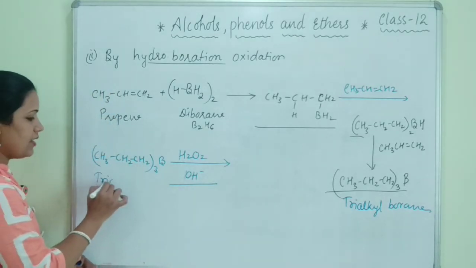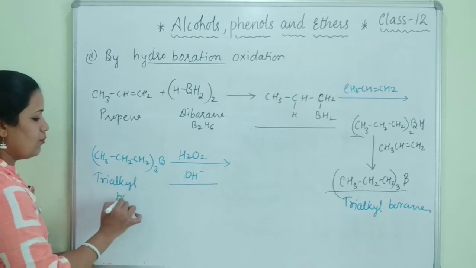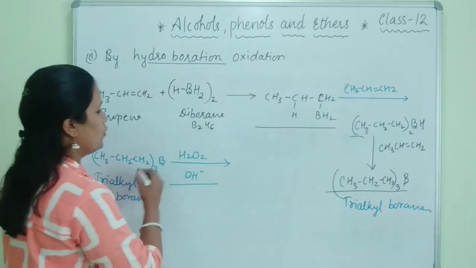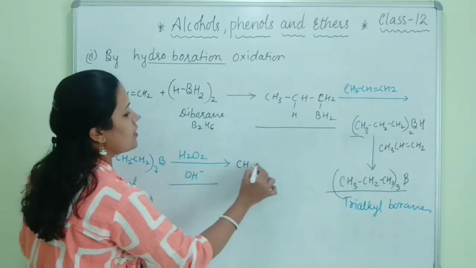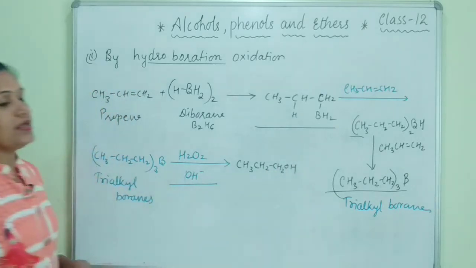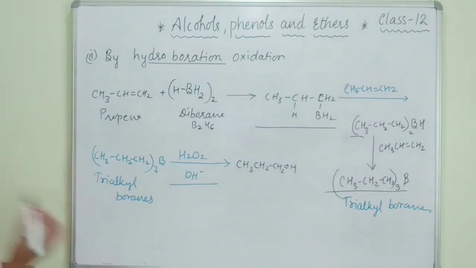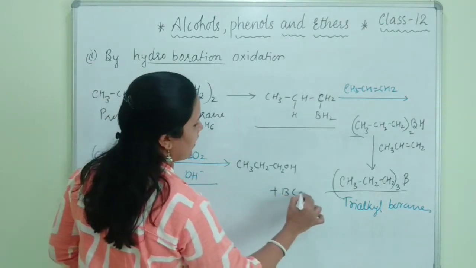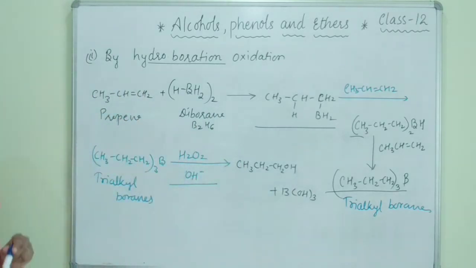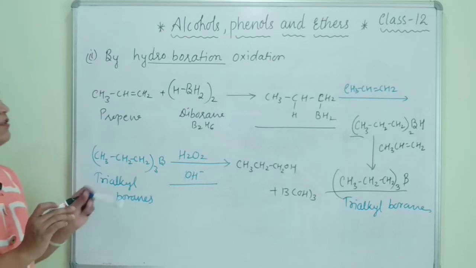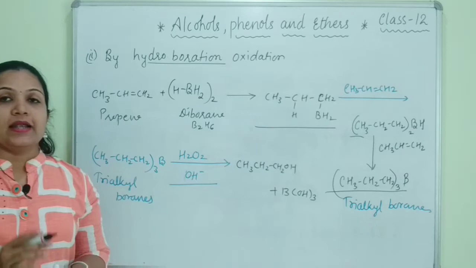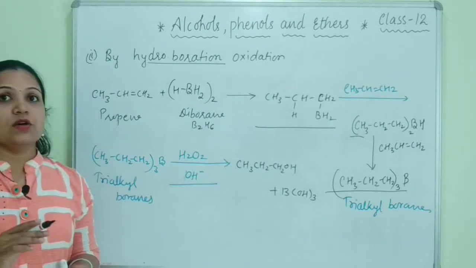So this trialkyl borane reacts with hydrogen peroxide to convert into CH3CH2CH2OH, and that one is alcohol, and a byproduct we can get in this way. So this is one of the preparations in which we can observe how we can prepare alcohol from diborane. And the previous one which we have studied is the most important.